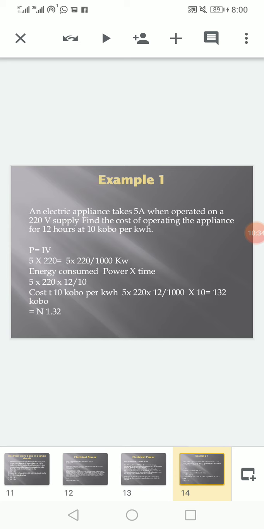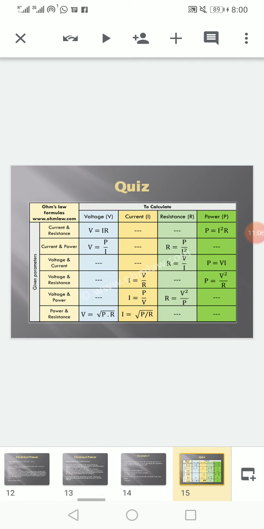Now, this example here for us to discuss. An electrical appliance takes 5 amps when it is operated on by 220 volts. Find the cost of operating the appliance for 12 hours at 10 kobo per kilowatt hour. Remember, power in this situation, the formula to use is IV. When you do that and substitute all the necessary things in the equation, it will give us 132. So when we convert it to naira, it will become 1 naira 3.2 kobo.